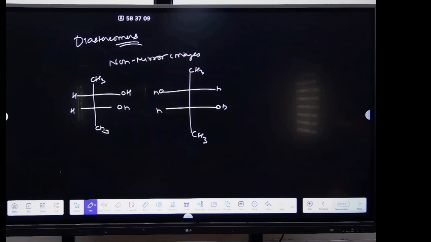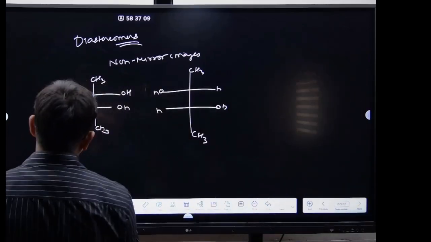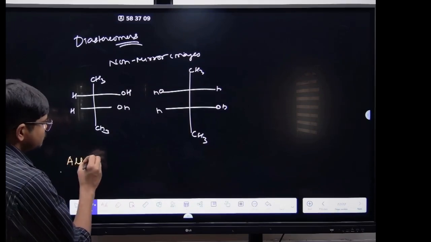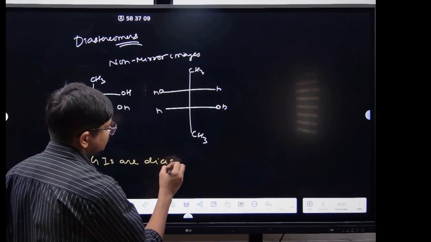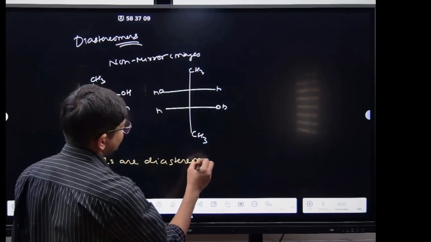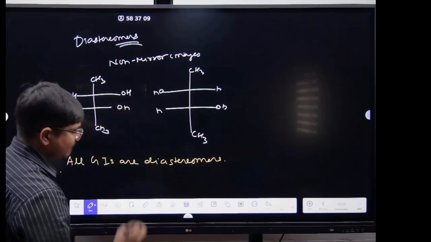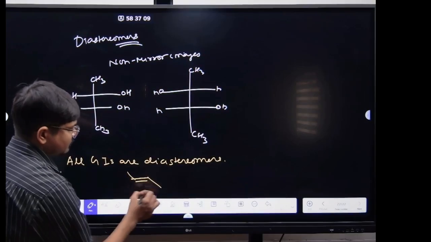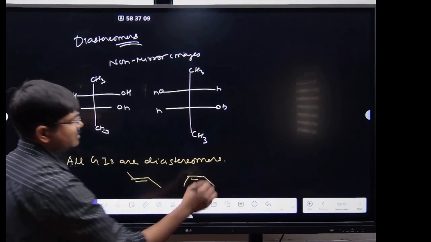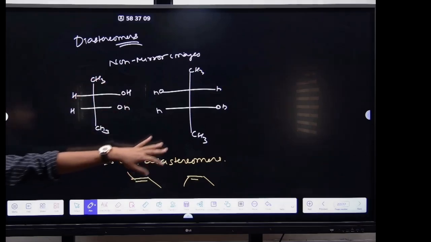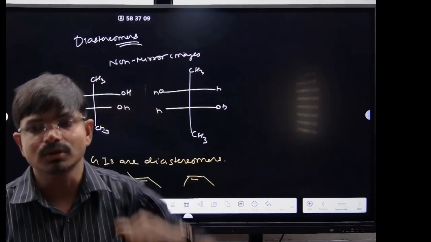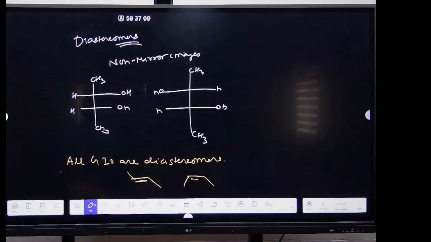These are basically non mirror images. Also, all geometrical isomerism are basically diastereomers. For example, if you have this one, cis and trans come under the category of diastereomers also. So this example and this example are diastereomers. Clear?